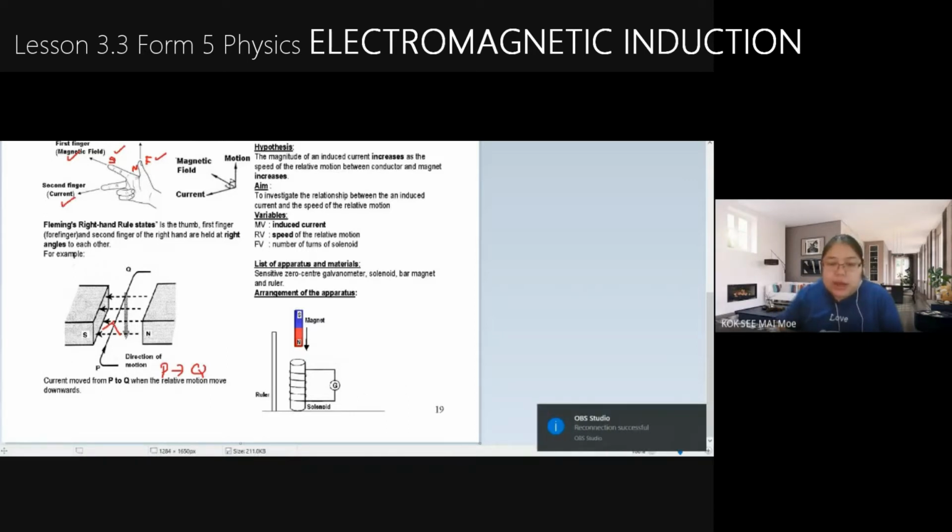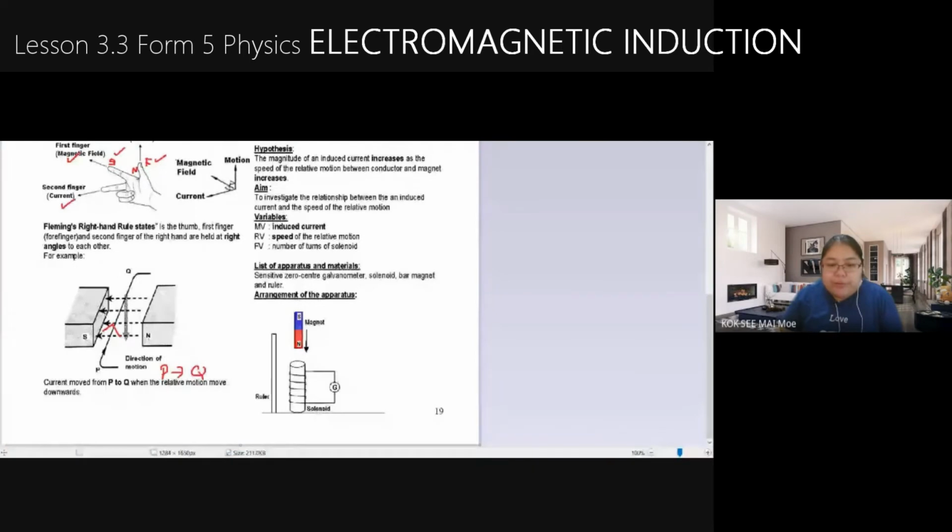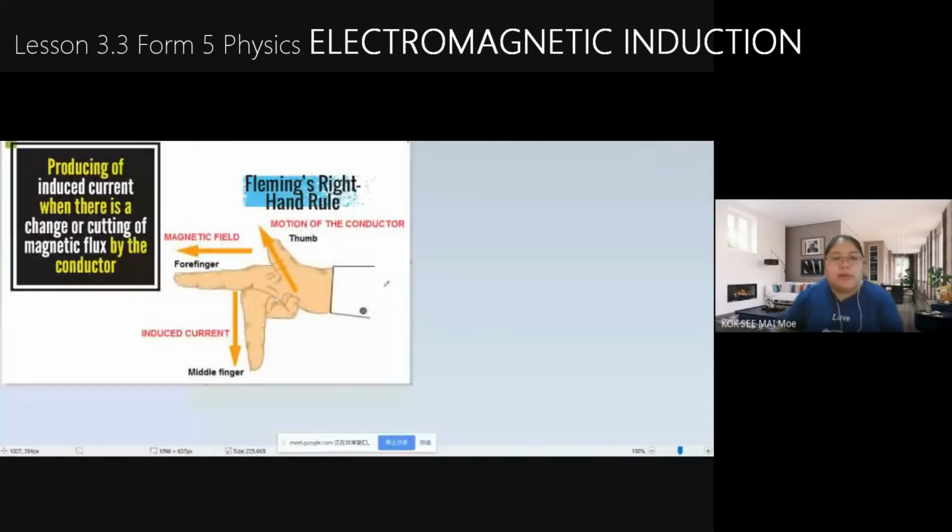Okay, now we show you the diagram for Fleming's right hand rule. The magnetic field is the first finger: remember, this one is north, this one is south. This one is the current, going downwards. We know the induced current; the induced current is what you need to find. The thumb is the motion of the conductor wire. If the conductor wire goes up, then your thumb will point upwards.